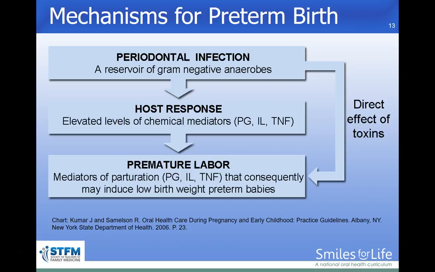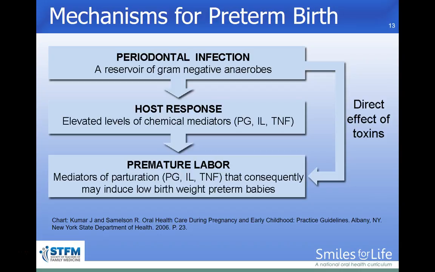Looking at the direct mechanism, periodontal infection in the mouth may have direct effects on the uterus through bacteremia, causing direct inflammation of the chorioamnion. However, bacteria have not been found in amniotic fluid cultures. Now the indirect mechanism.